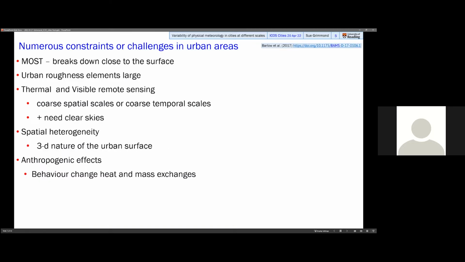Hence, there's a really large number of constraints on our ability to both model and observe in urban environments, and each has an influence on the surface atmosphere exchanges and therefore also on the carbon dioxide fluxes, as well as heat, moisture, and other surface atmosphere exchanges, and also are critical for our understanding of urban climate dynamics.